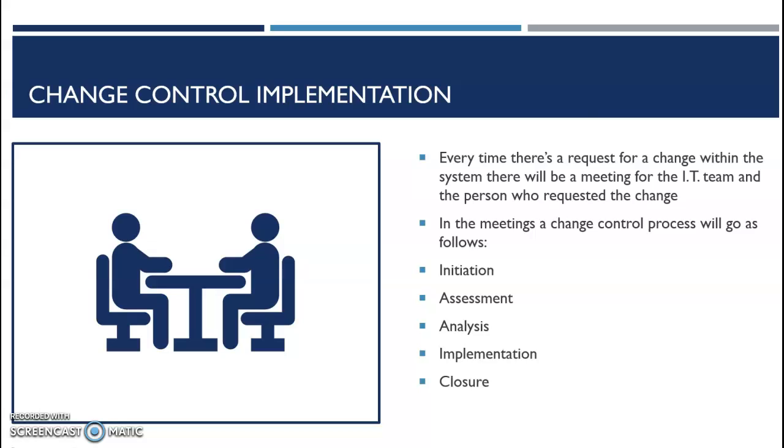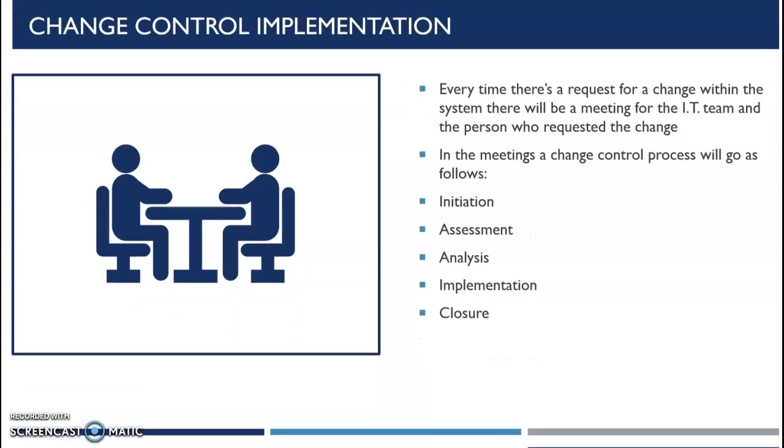You talk about the analysis. This is where the change is either approved or denied. Then you have the implementation. If the change is approved, the change will be implemented. And then you close it. This is where your request is closed, and the change has happened.